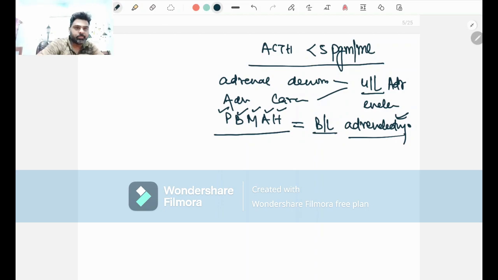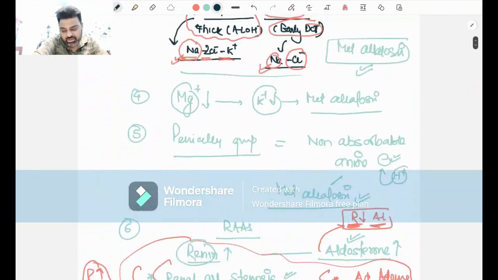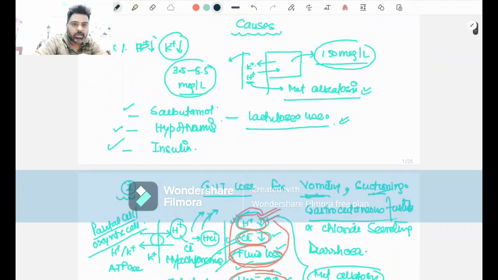So these were the causes of metabolic alkalosis, and along with the causes of metabolic alkalosis, we have seen what the treatment of metabolic alkalosis is. Now in one or two more lectures, ABG will be finished.